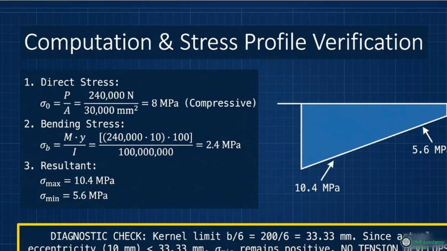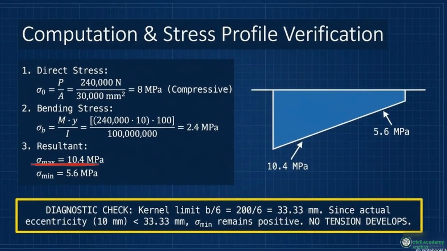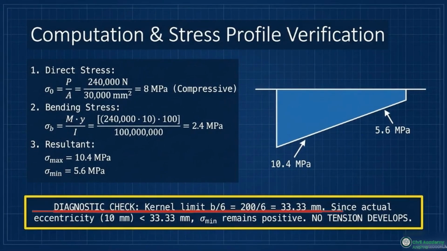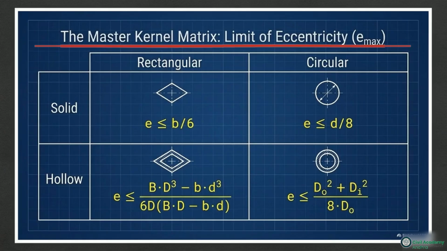For step 3, we combine them. 8 plus 2.4 gives a maximum compressive stress of 10.4 megapascals. 8 minus 2.4 leaves a minimum stress of 5.6 megapascals on the opposite face, creating the tilted stress profile shown on the right. Finally, we perform the diagnostic check. The safe kernel limit for this axis is B over 6, which is 33.33 millimeters. Since our actual 10 millimeter eccentricity is well within that boundary, the math confirms our minimum stress stays positive and no tension develops.